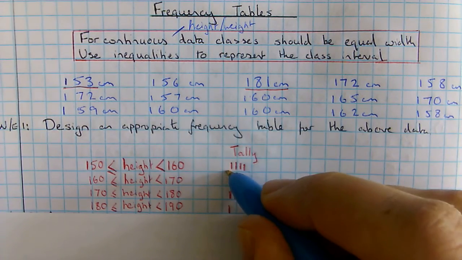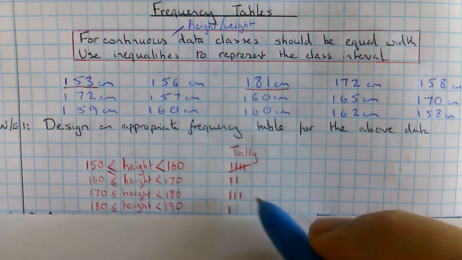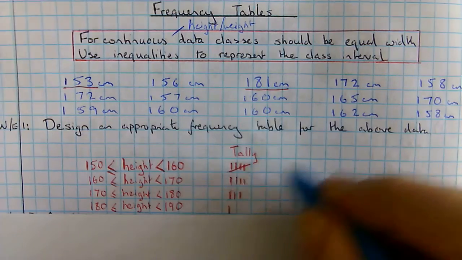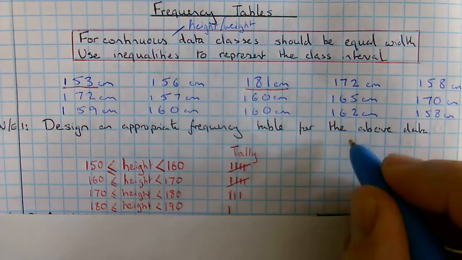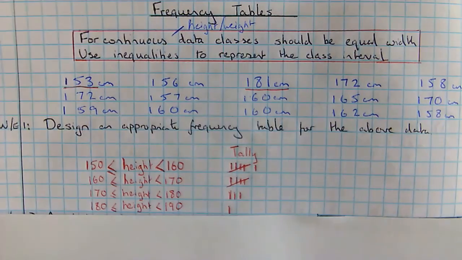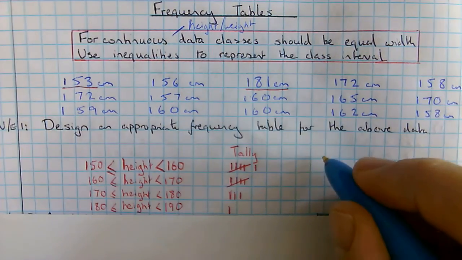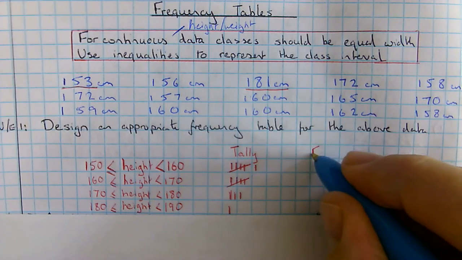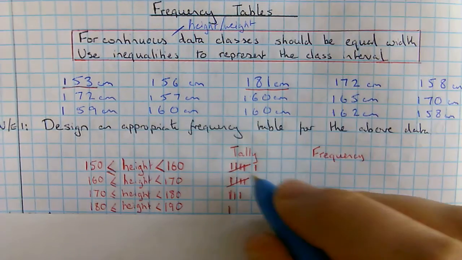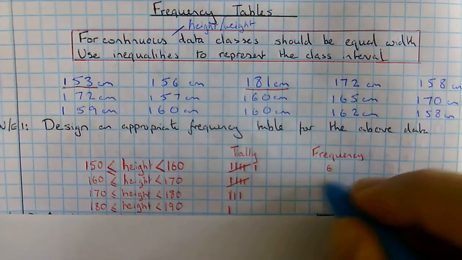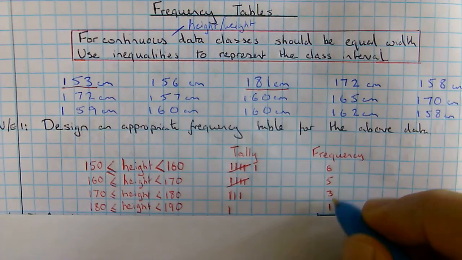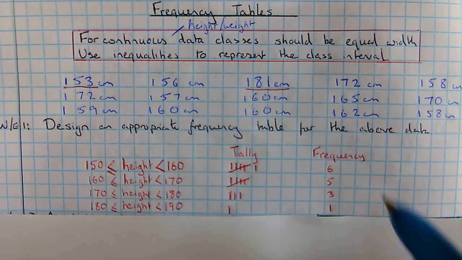159, now here I've got my 5th tally, so I do it as my gate. 160, 160, 162, again I've got a gate now in the second one, and 158 in the last. That gives me my tally, and my last thing I need to do is write out the frequency. Here I've got 6 tally marks, so I've got 6, 5, 3 and 1. And this now summarises the data that I had above.